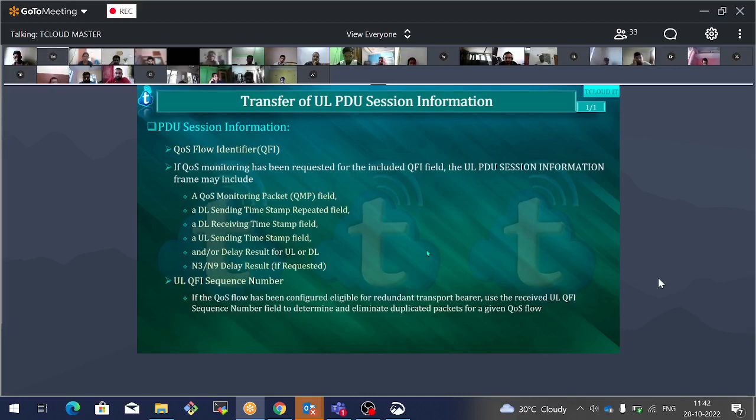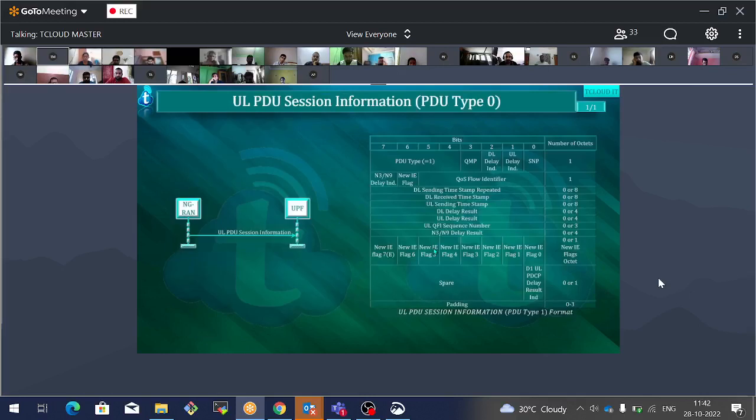So the information is almost similar, but with slight changes. PDU type value would be set to 1, not 0. I forgot to modify that. It is 1. And again, the QMP flags are present or not: downlink delay indicator, downlink delay results, uplink delay indicator, and so on. N3, N9 delay.